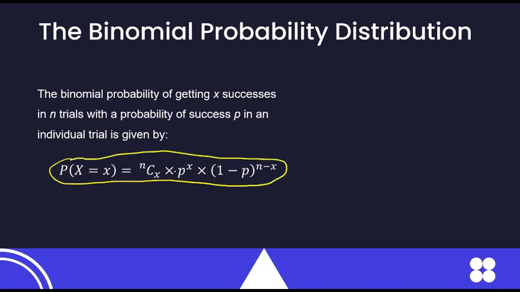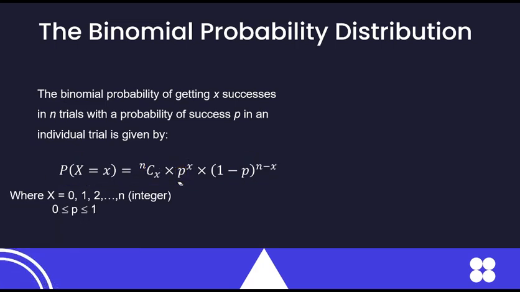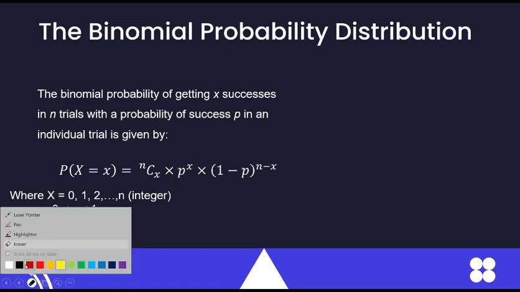Now, some of the things we know. n we already know, the n repetitions of the trial. We know about p, the constant probability of success. x we know is the random variable which starts from 0, 1, 2, and goes up to n. And p is actually the constant probability of success, but since it's a probability, it lies between 0 and 1.